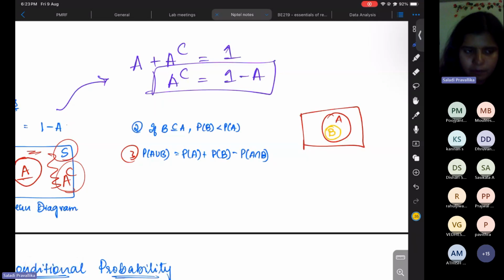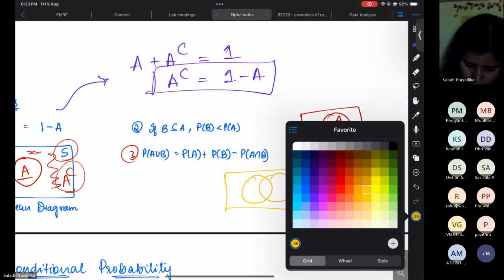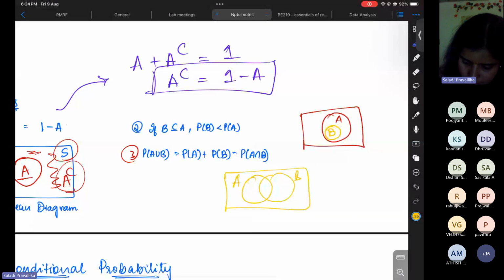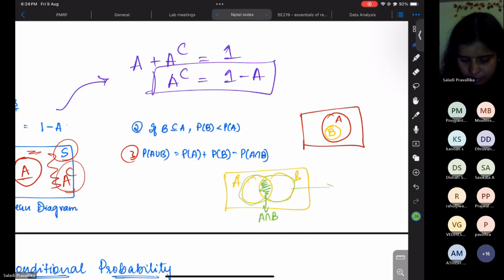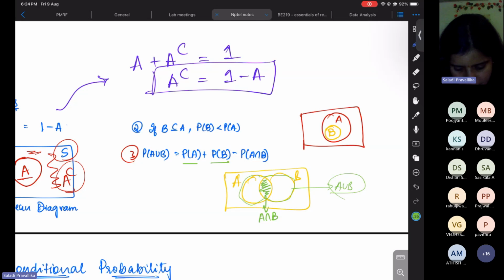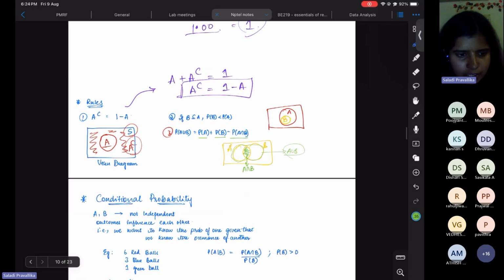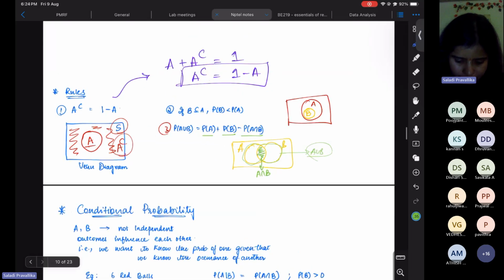The third rule is that if you want to know the A union B, let us say this is A and this is B. This part is A intersection B, and the whole thing is A union B, right? So if I want to know the entire A union B, then what I have to do is P of A plus P of B minus P of A intersection B, right? So these are some of the key things that you have to remember.